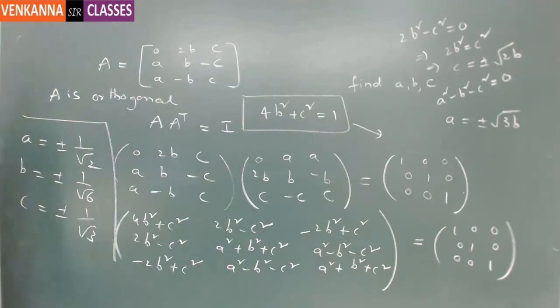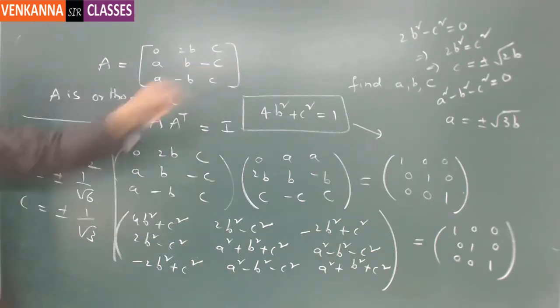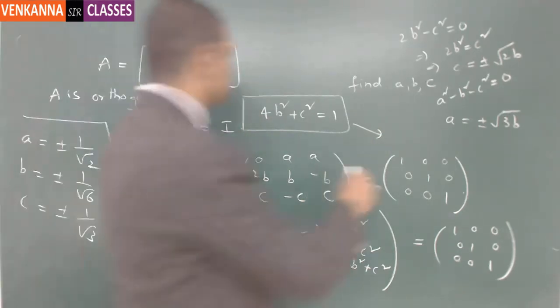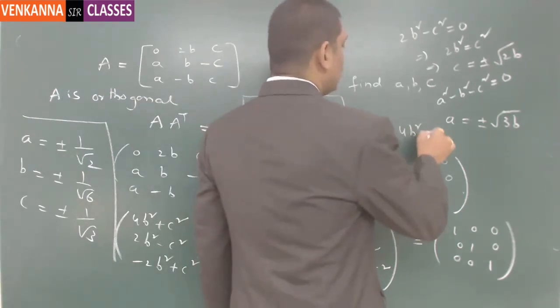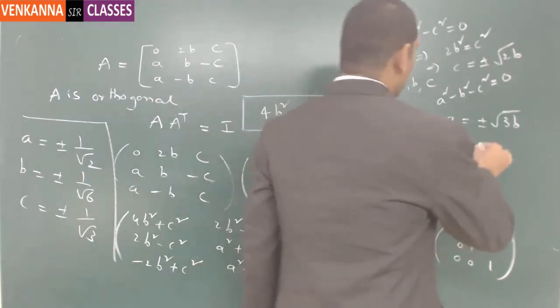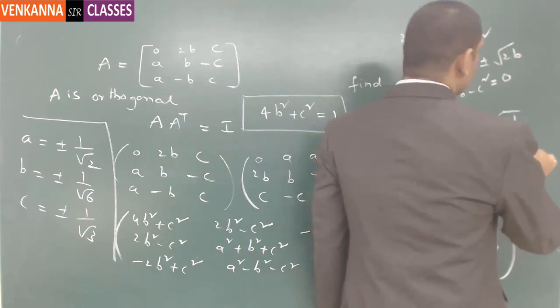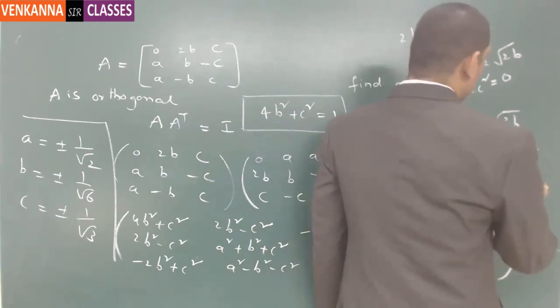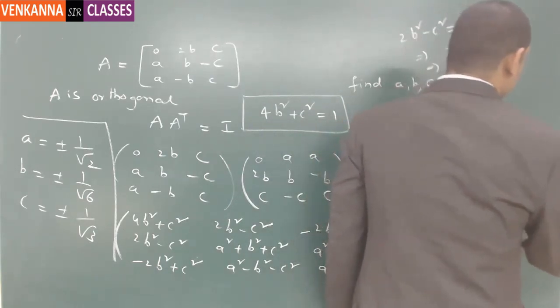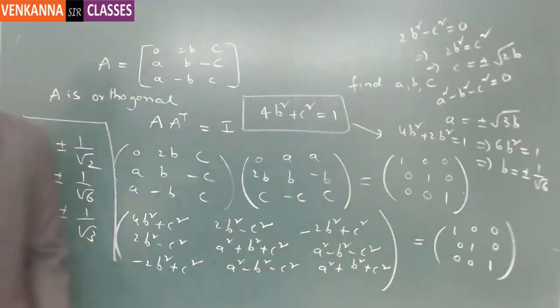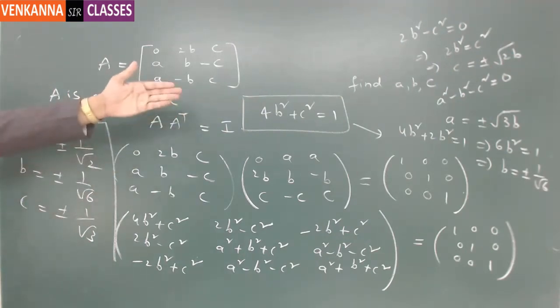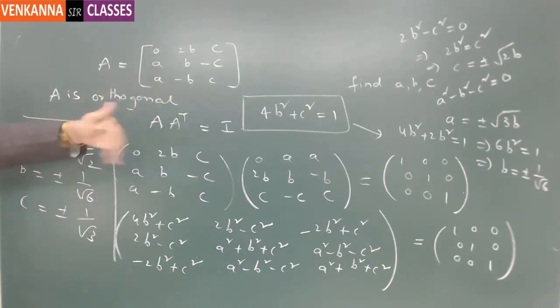Since 4b square plus c square equal to 1, you got that c square is equal to 2b square, you can say 4b square plus 2b square is equal to 1, which implies 6b square equal to 1, which implies b is equal to plus or minus 1 by root 6. Accepted? So since a and c are represented in terms of b, you can have the values of a and c automatically. Fine.